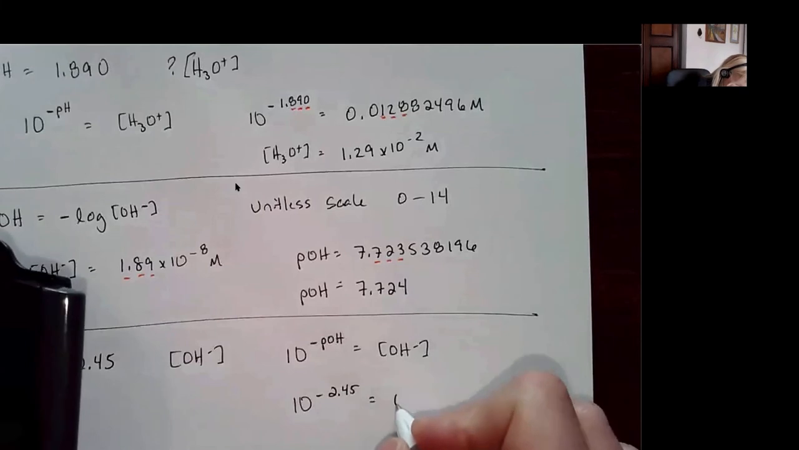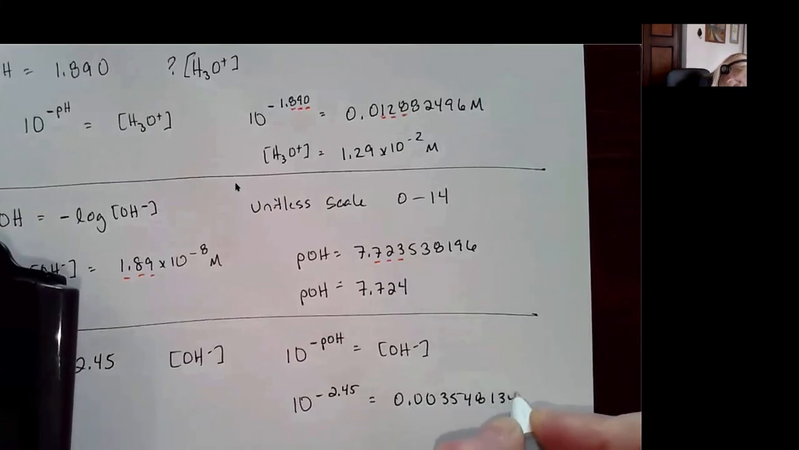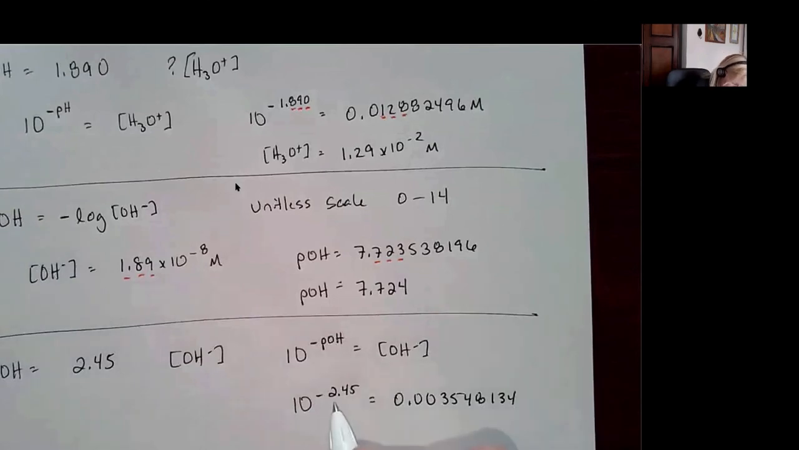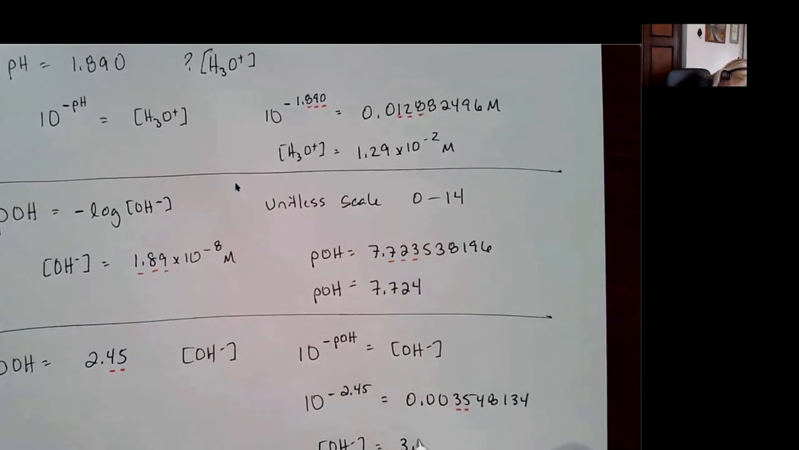And that is 0.0035484134. Now, this has 2 decimal places, so I'm going to go out 2 significant figures here. So my OH minus concentration would be 3.5 times 10 to the minus 3 molarity.